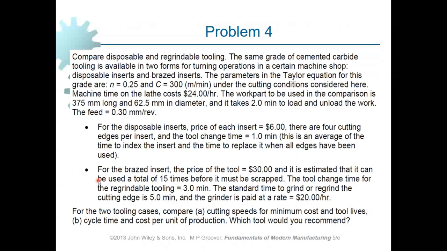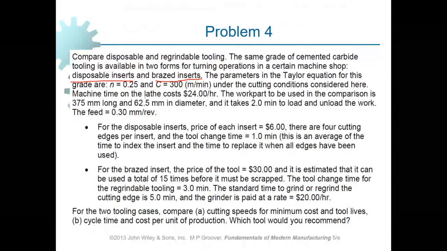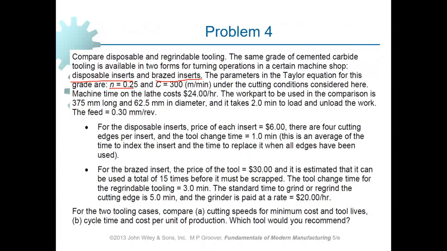What is this problem asking us to do? Compare disposable and regrindable tooling. So the ones that we have just discussed in the previous slide. The same grade of cemented carbide tooling is available in two forms for turning operations in a certain machine shop. Disposable inserts, the one that I had discussed in the previous slide, and also brazed inserts. Both of them were shown in the previous slide. The parameters in the Taylor tool life equation for this grade are given. So we've got n and C for this type of cutting tool material. Under the cutting conditions considered here, these are the values of n and C.